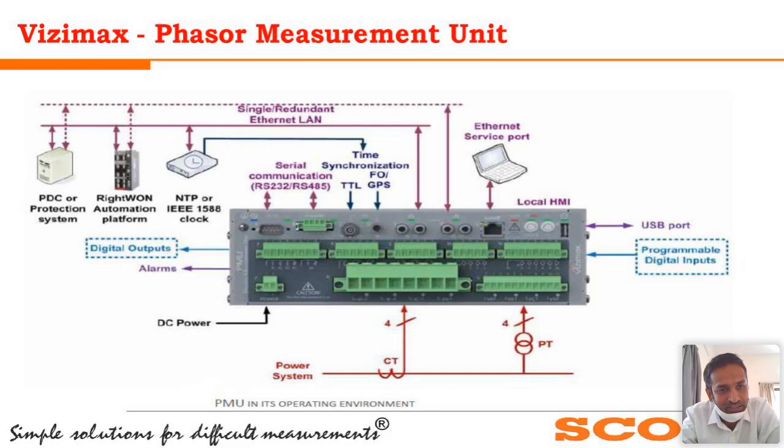And you have digital outputs. There are 8 digital outputs and 8 digital inputs. If you want to increase the digital inputs and outputs, the option is available to increase the DI and DO. And also the CT-PT inputs: this is the PT input, this is the CT input, and DC. DC is also optional. You can choose 24 volts, 120 volts, or 240 volts, based on your requirement.